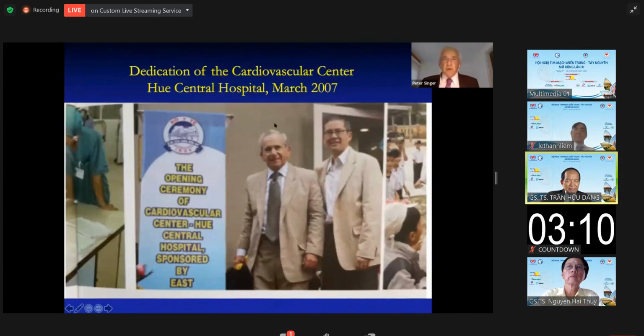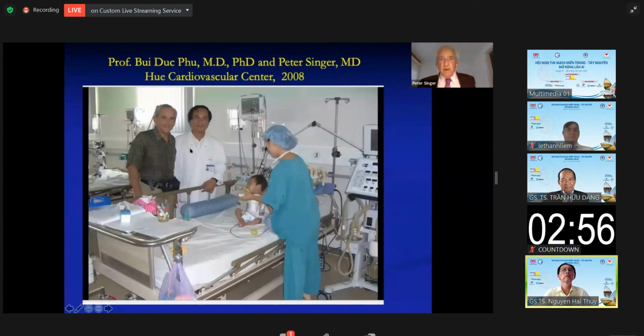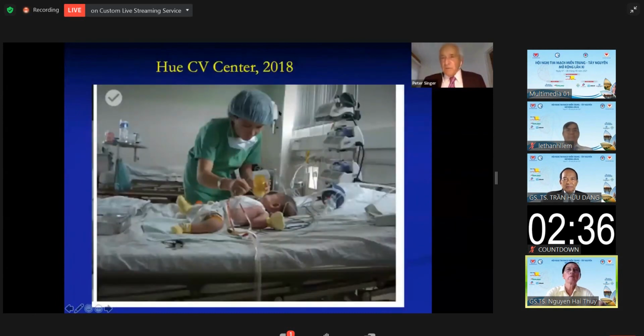And this was the dedication of our cardiovascular center in March 2007. And I give thanks to my friend, Bui Duc Phu, who was the chief surgeon, and Phu has now retired and moved to Hanoi, although his son is at Hue Central Hospital, doing surgery. So this is Phu and me in 2008, shortly after the dedication of our cardiovascular center. And in my last visit 3 years ago, unfortunately, COVID keeps me away these days. The Hue Cardiovascular Center, I'm happy to say, is still functioning very well after all these years.